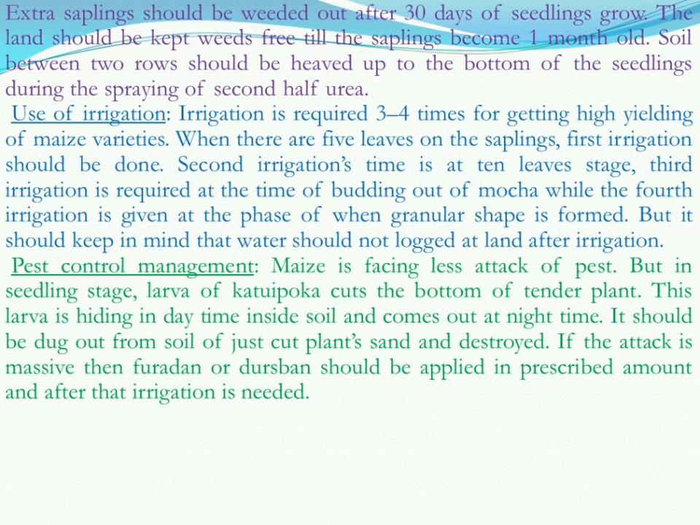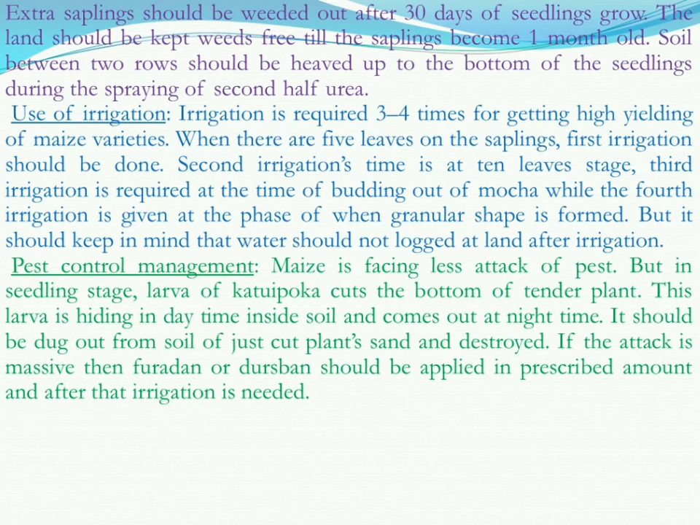Maize faces less attack of pests, but in the seedling stage, the larva of Katua puka cuts the bottom of the tender plant. That means maize does not face that much pest attack in its lifespan, but in the beginning at the seedling stage, the larva of Katua puka cuts the bottom of the tender plant. When the plant is very young, they cut the plants, and for that the plants dry out.